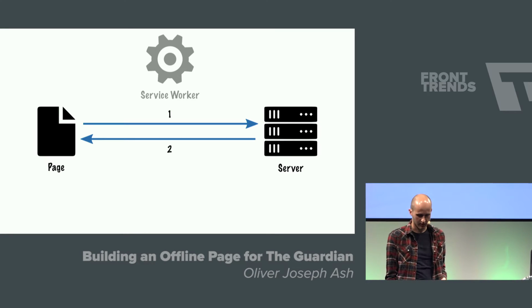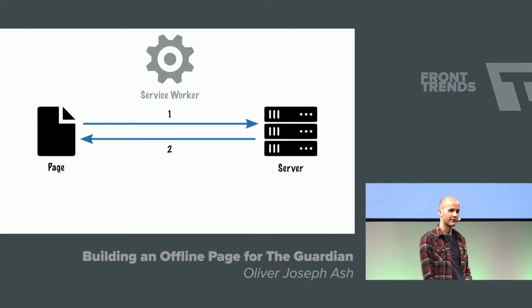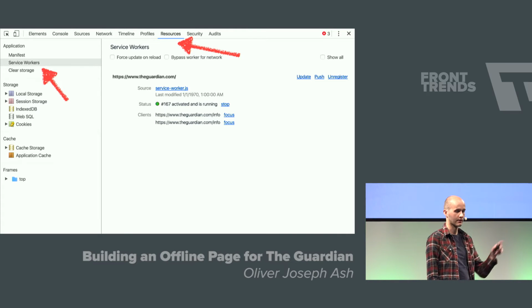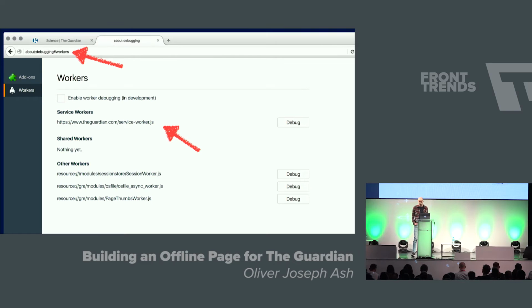So we have a service worker, but it's currently not really doing anything. Just a quick note, if you want to see whether you have one installed, you can go into Chrome DevTools, go to the resources panel, and then select service workers down the left-hand side. And likewise in Firefox, you can go to about:debugging#workers.